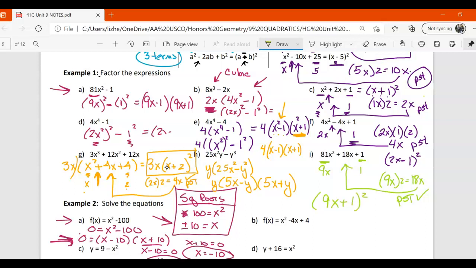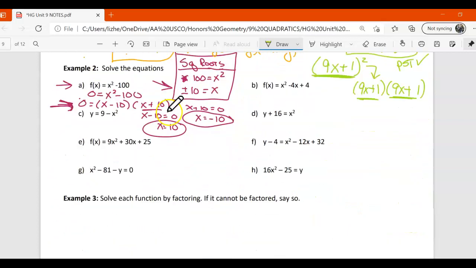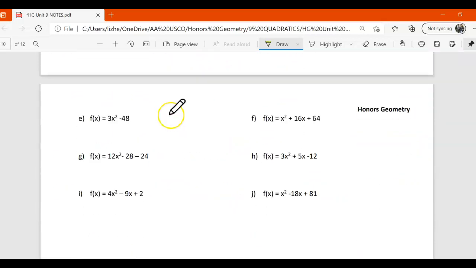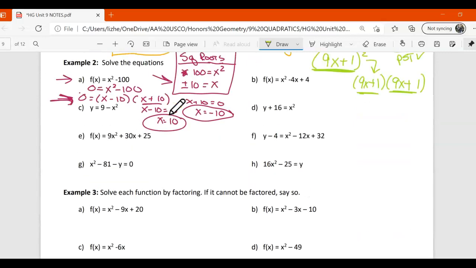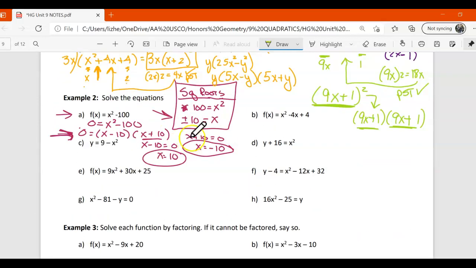That's how that factors. If you factored that, you would say, okay, it's 9x, 1, 1, plus, and look at that, those are the exact same things. 2 9x plus 1s, which is what this is, 2 9x plus 1s. Okay, now we're going to take this and apply it to equations. Oh my goodness, we will not be doing all these, but we'll do some of them.